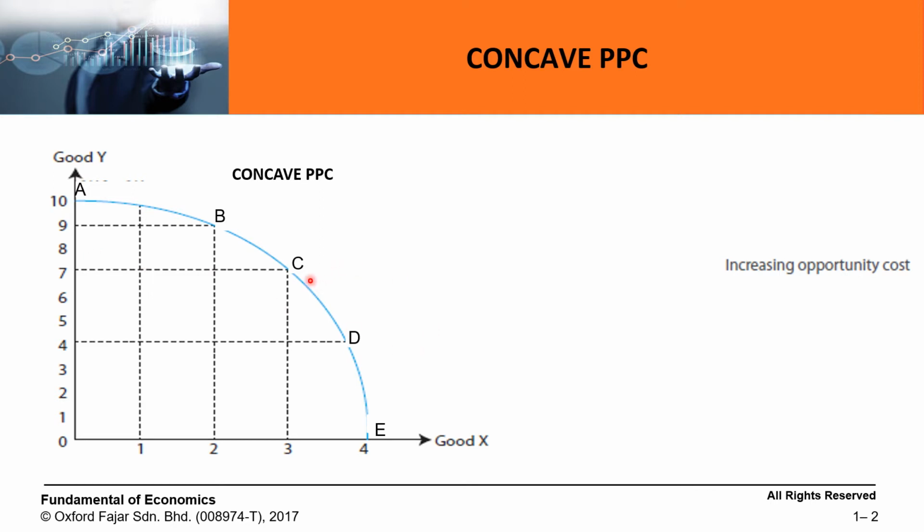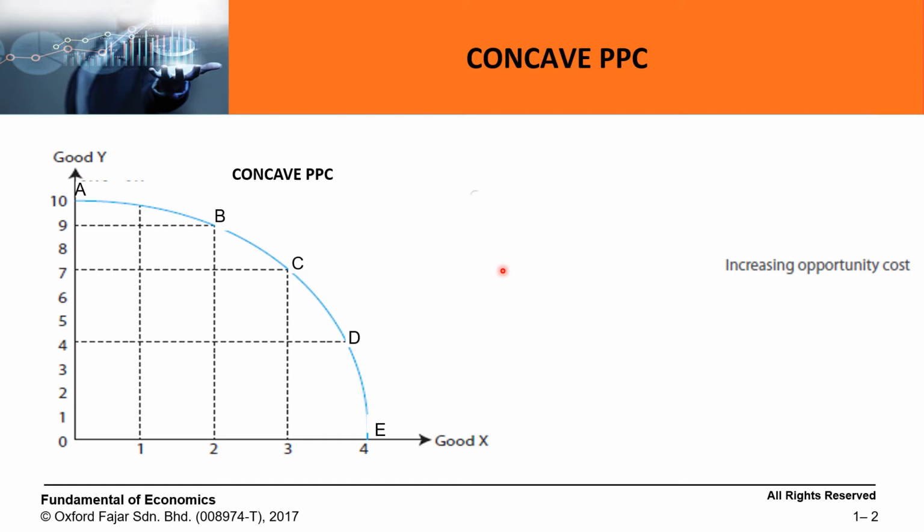Bila kita nak kira opportunity cost when point C to point D, kita dapati quantity of good Y yang kita terpaksa sacrifice makin banyak. Mula-mula we have to sacrifice 1 unit. Kemudian kita kena sacrifice 2 units. And now we have to sacrifice 3 units of good Y. And even kalau kita ubah kita punya pilihan from point D to point E, we have to sacrifice more, which is 4 units of good Y.